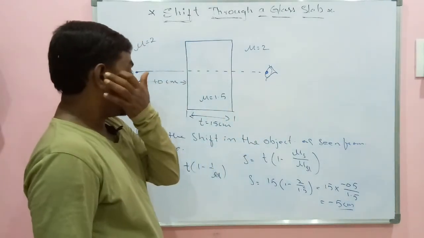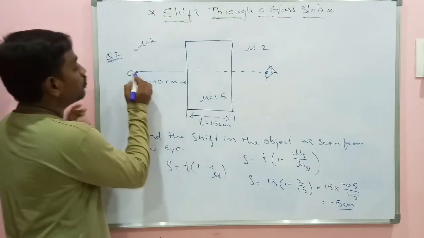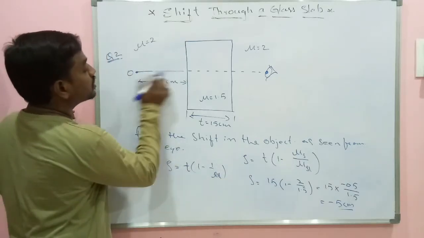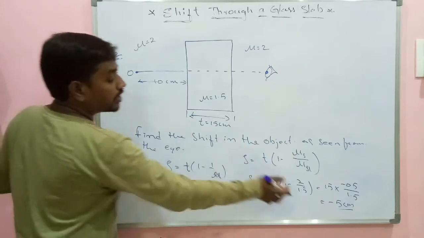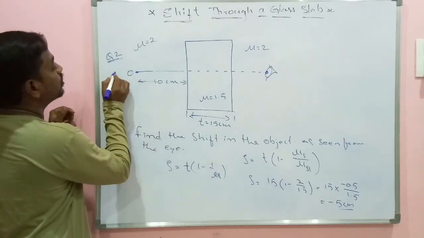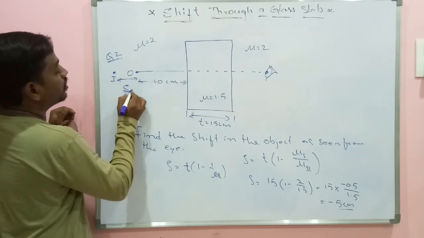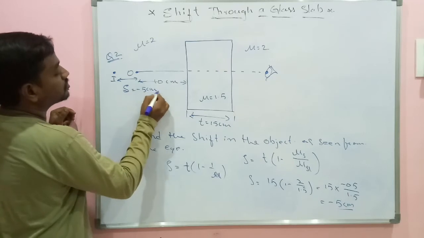The negative meaning: earlier in the previous problem we got a positive value, where the shift is towards this side, towards the slab. But here the negative value indicates the shift is away from the slab. So here I can take the image position, and this is a shift value which equals minus 5 centimeters.